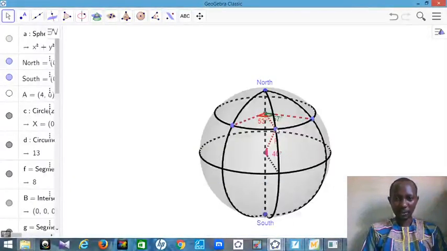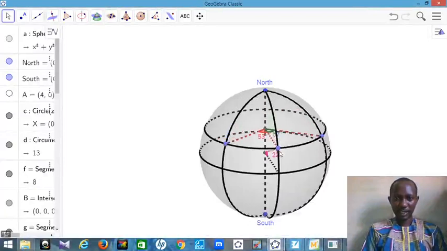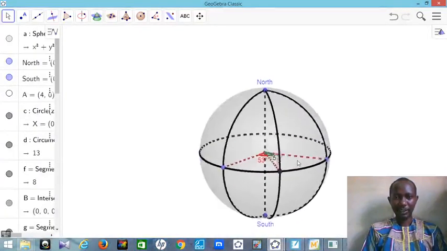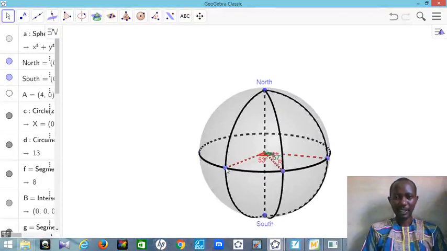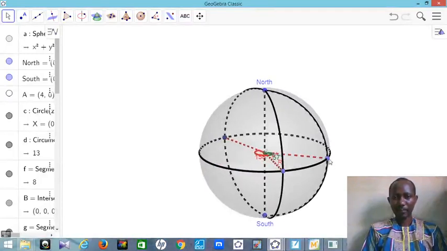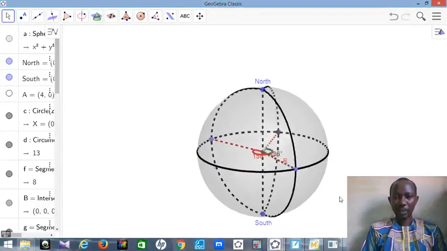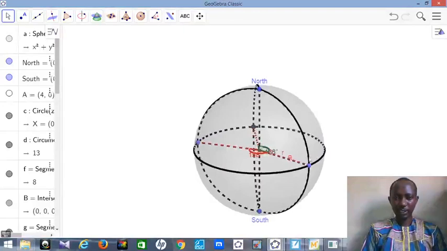Okay, let me just go back to 0. Let's see what we are saying. See? So this is 0 now. Let me just take this to the back. Now we are looking for 40 degrees north. So you need to rise up, and you can see the equator now.